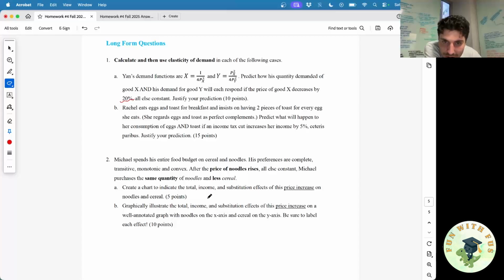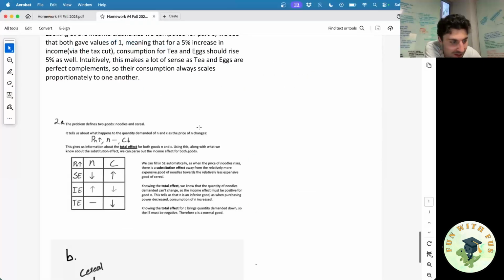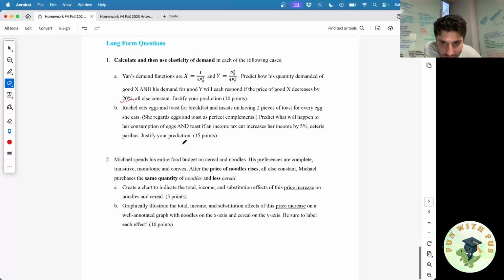But after the price of noodles rises, so I would just make the chart. I don't really see why this one would be too crazy. Why does that go down?